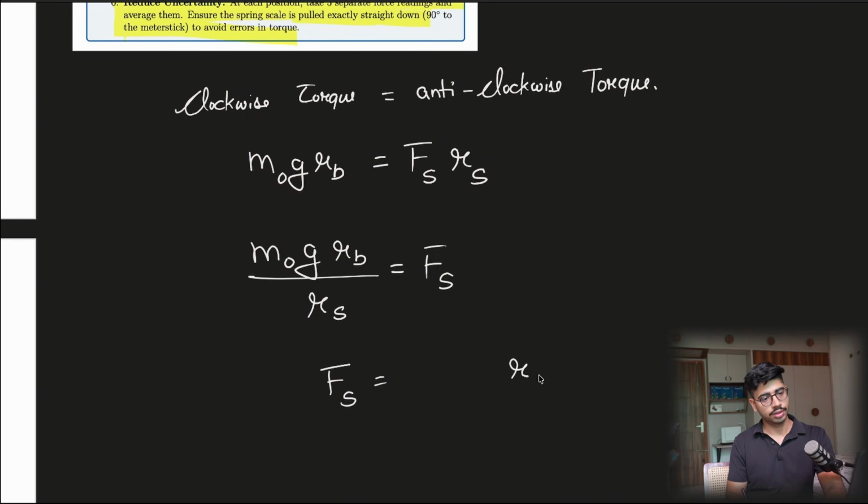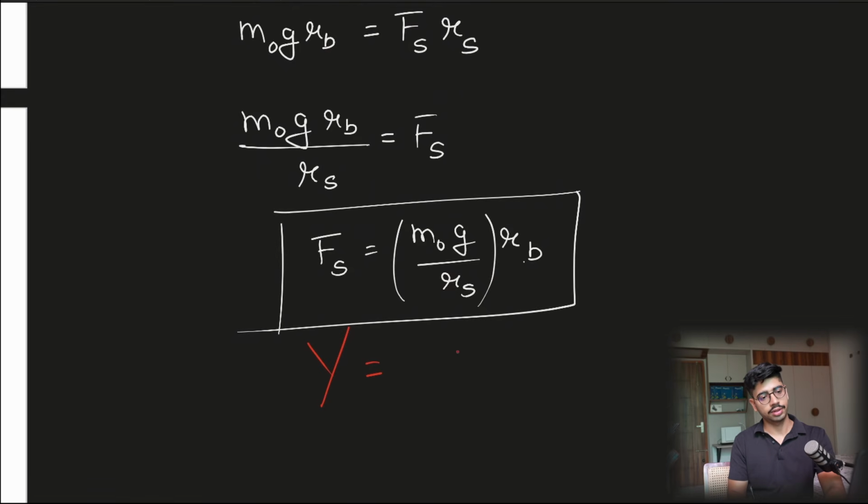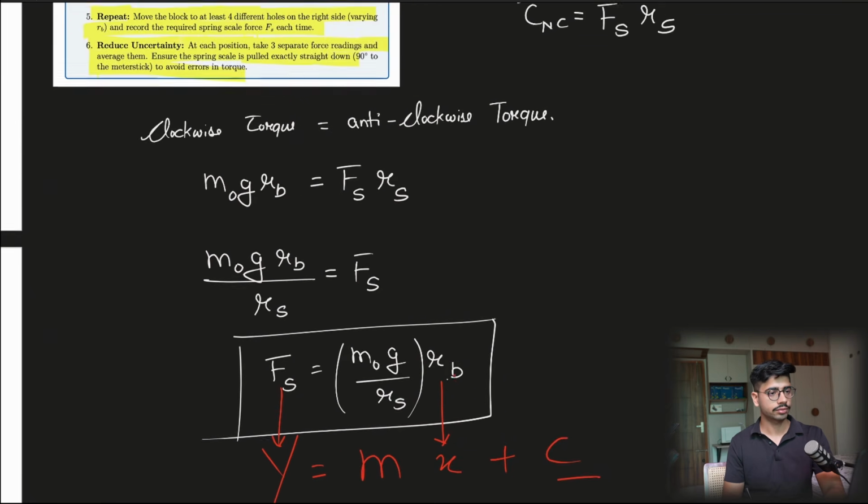So I'm just writing the RB that is changing. This is on the y-axis, this is on the x-axis, and this parameter that I'm writing is the slope. So I can write it like this. On the y-axis, this is capital Y, this is mx plus c. There is no y-intercept right now, so this is c. This is the x-axis, this is the y-axis, and this is the slope. So you can literally find the slope by taking this parameter that we have.